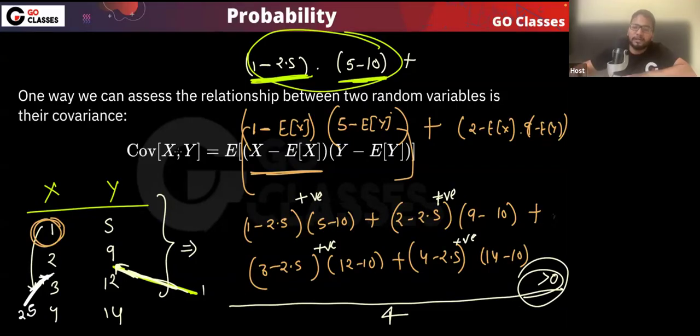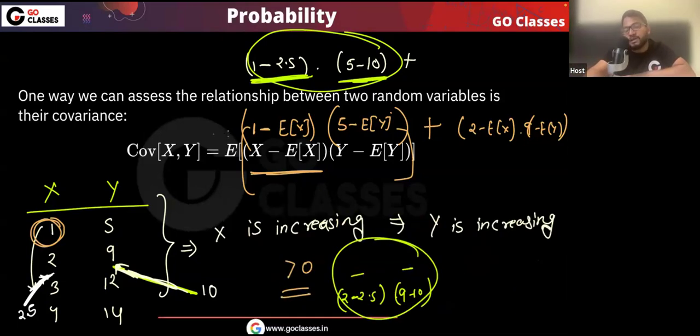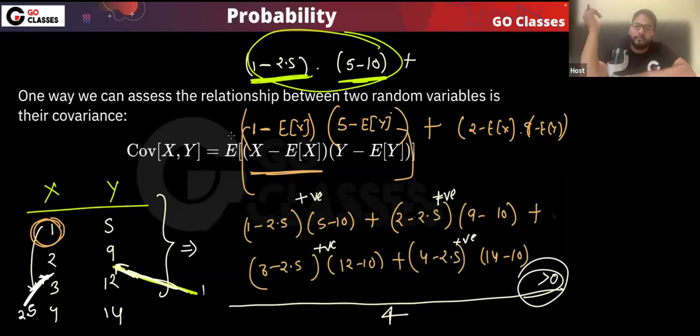But the covariance is greater than 0. And my objective was like this: if covariance is greater than 0, then I can say if x is increasing, then y is increasing. They're positively covarying with each other, which means if x is increasing, then y is also increasing. So why was I able to say this?